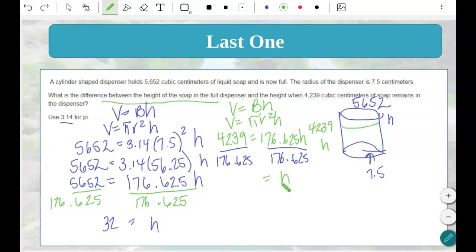Put that into your calculator: 4,239 divided by 176.625, and it's 24. Still don't have the answer yet. It wants to know what the difference is. So now we're going to take 32 and subtract 24. The difference is 8, and this is in centimeters, so it's 8 centimeters.